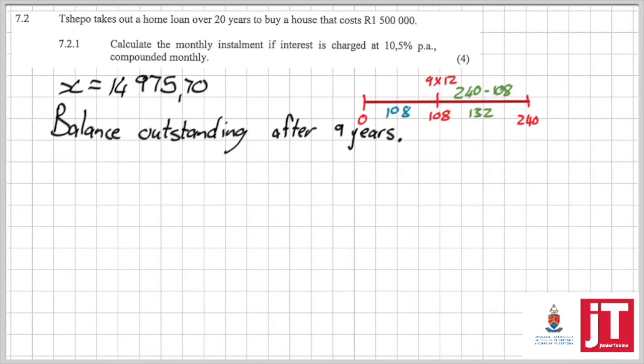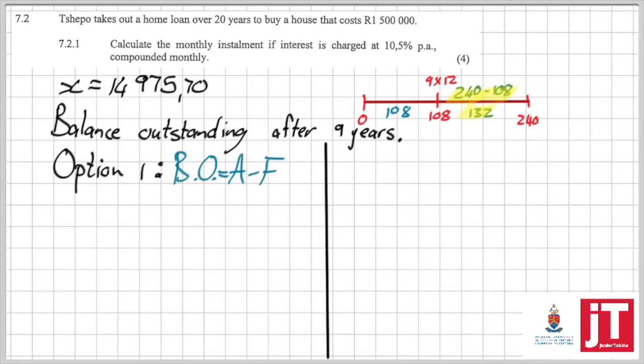There, ladies and gents, you see what I mean by N minus M. There are 240 payments to make in total, but I'm only making 108, or I've already made 108. How many are still left? 132. So let's look at option 1.